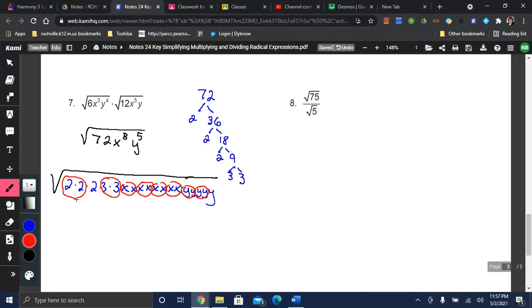Now you can multiply the 2 and the 3 together, and that's going to give you 6. Then you have 1, 2, 3, 4 sets of x's. That's going to be x to the 4th. And you have 1, 2 sets of y's. That's going to give you y to the 2nd. And then inside the square root, we still have a 2 and a y. So inside 2y. This will be your final answer for simplifying that expression.